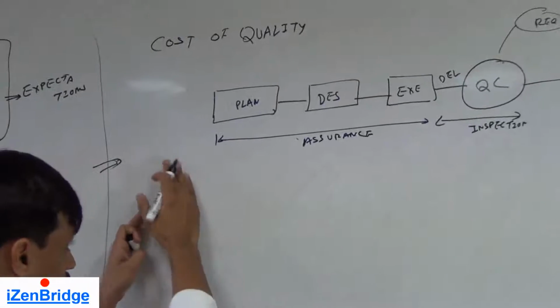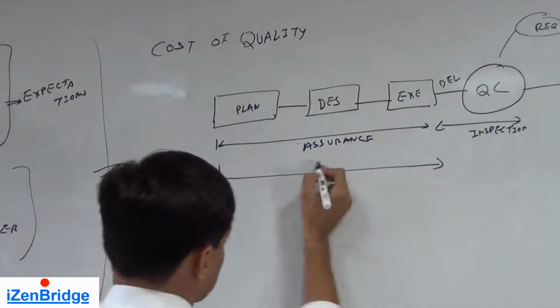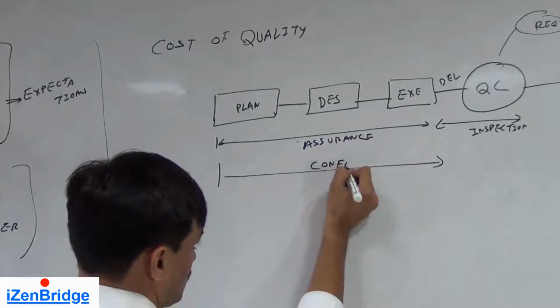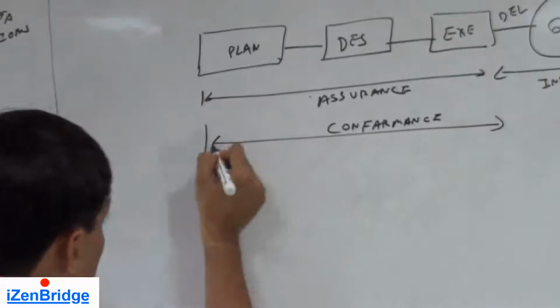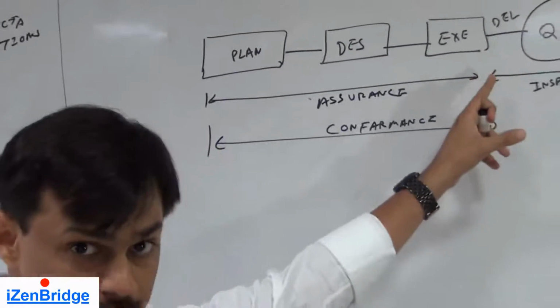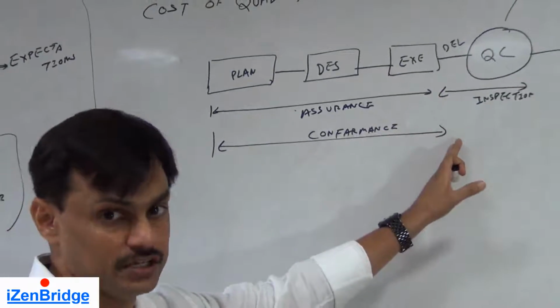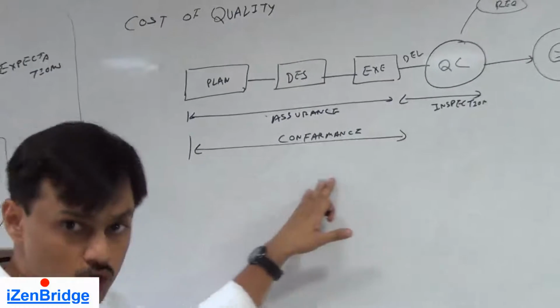Now this section is called cost of conformance. The amount of money you are spending on quality activities to ensure that your deliverable is meeting the expected outcomes or expected criteria is the cost of conformance.